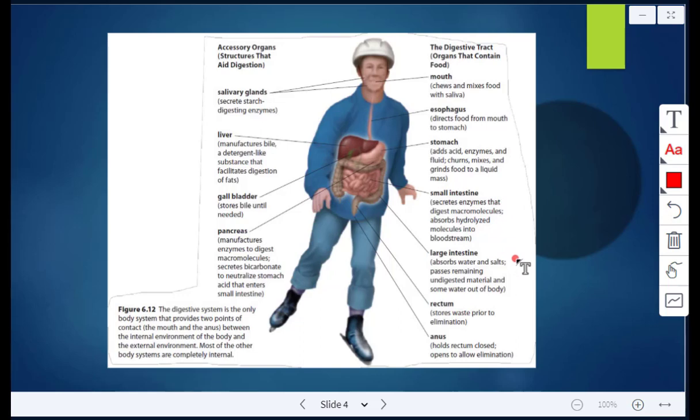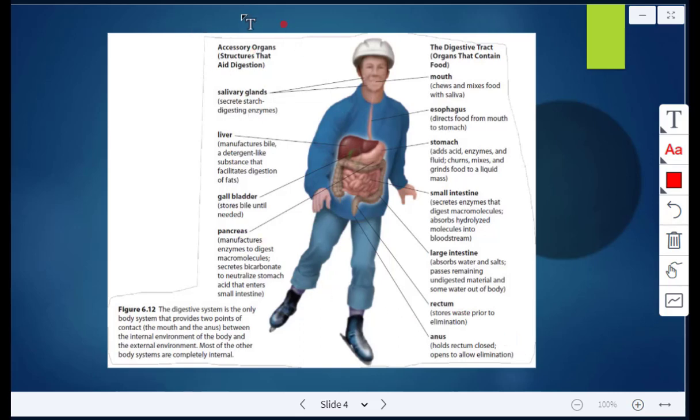The large intestine's main functions are absorbing water and salts and then passing the waste towards the rectum. The rectum will store the waste prior to elimination, and then the anus holds the rectum closed. It will then allow waste to be eliminated.